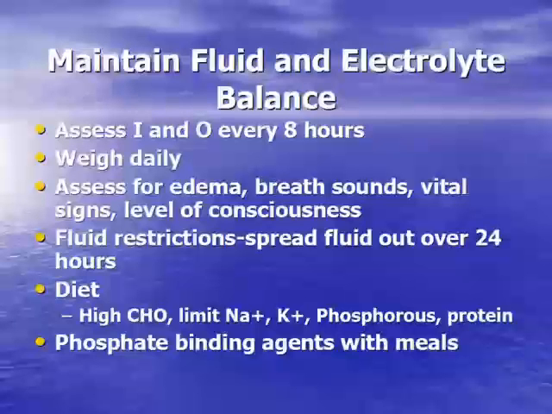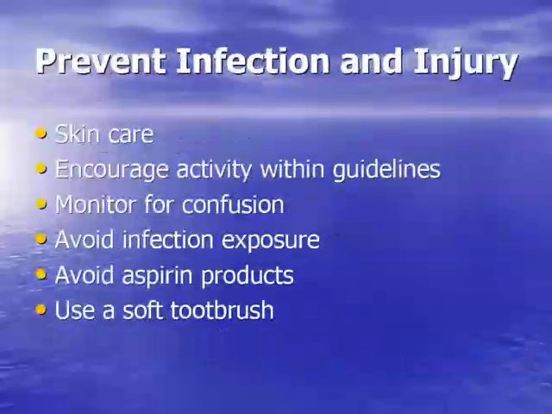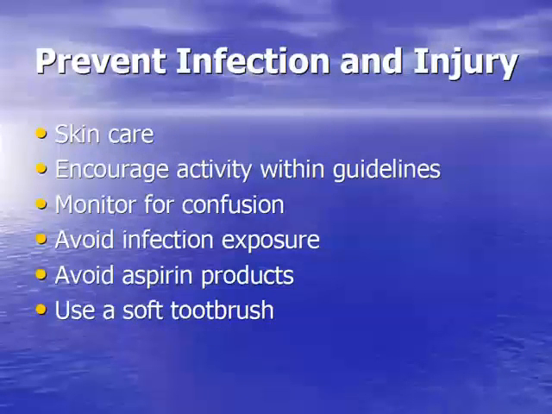So examples of potassium and phosphate foods that need to be lowered would be bananas, citrus fruits and juices, coffee, those types of things. Patients are at risk for infection, so make sure they get good skin care, activity as tolerated, watch for those neuro changes and confusion, watch for exposure to infections. They're going to be at high risk to pick up infections. Avoid aspirin products because of the bleeding tendencies, and use a soft toothbrush for that.